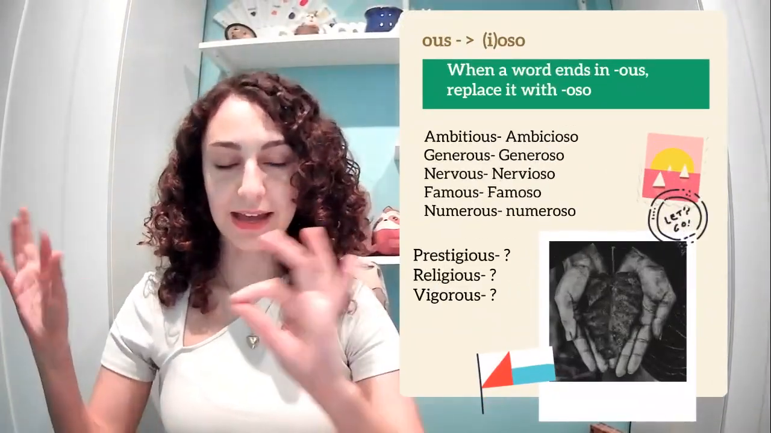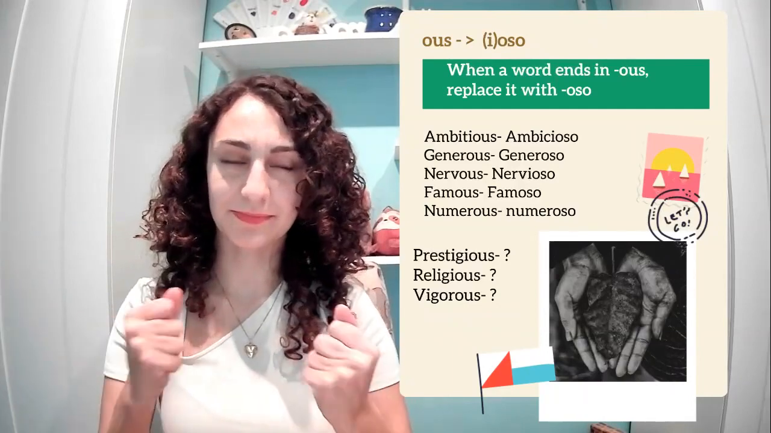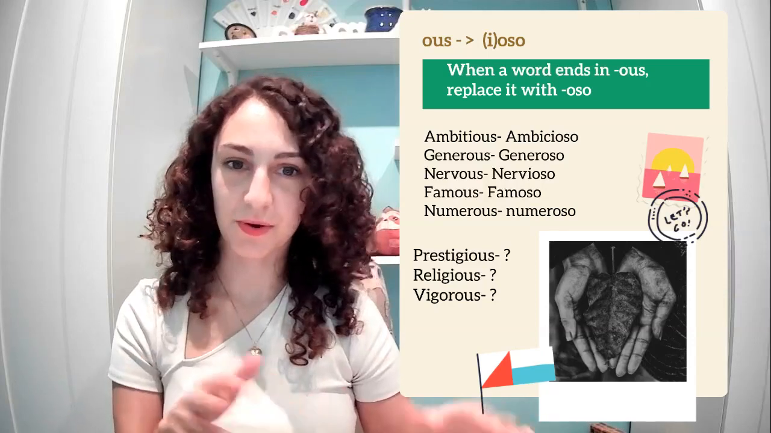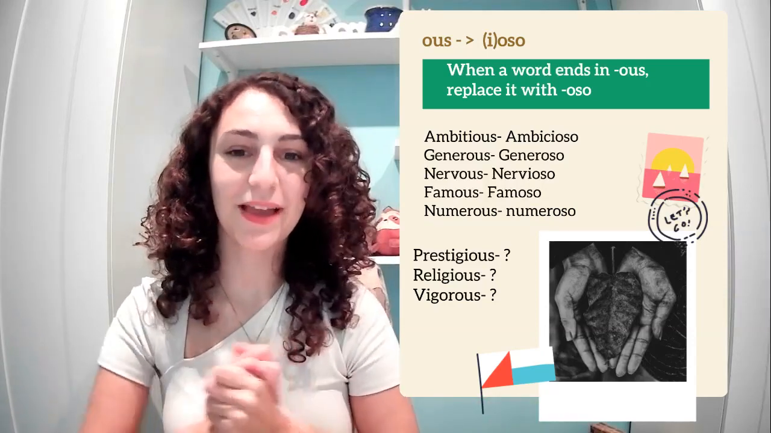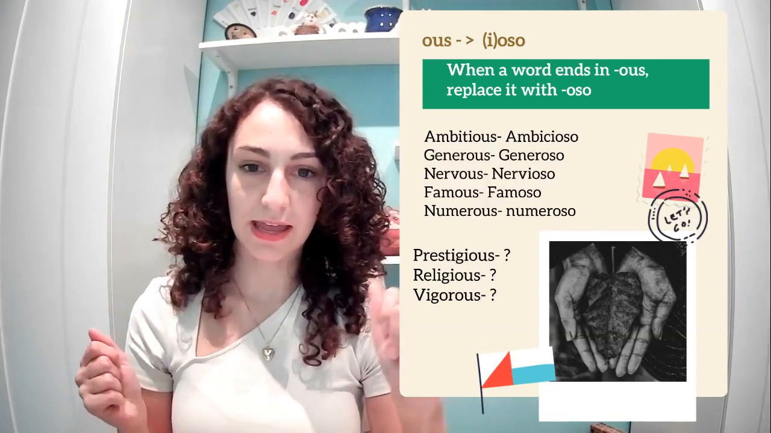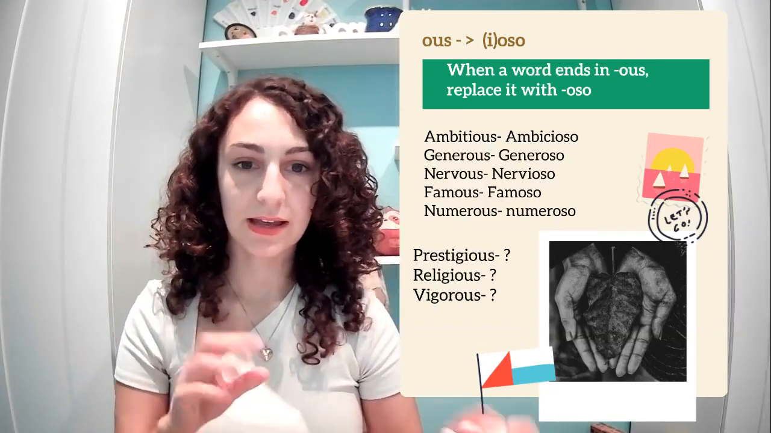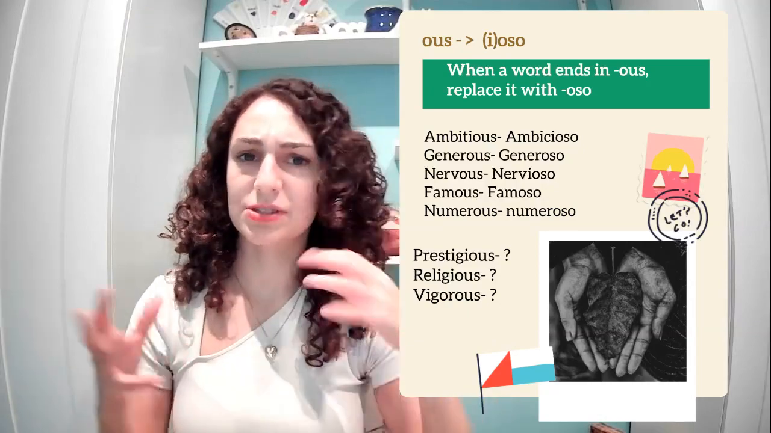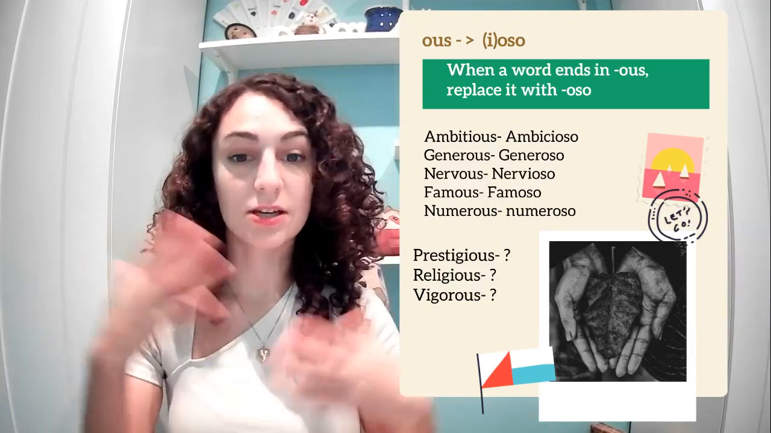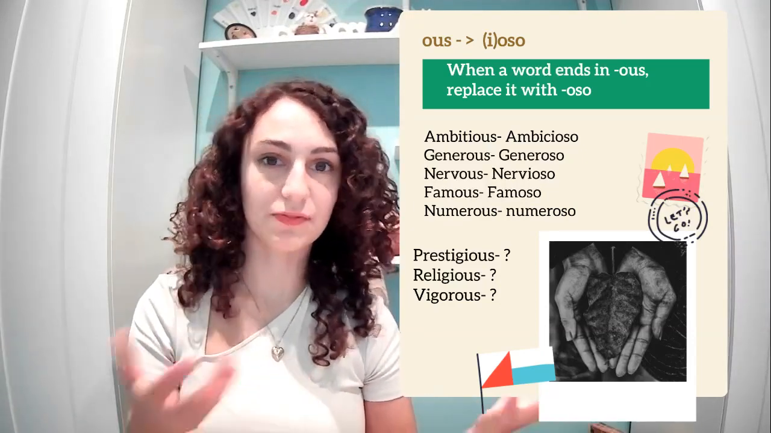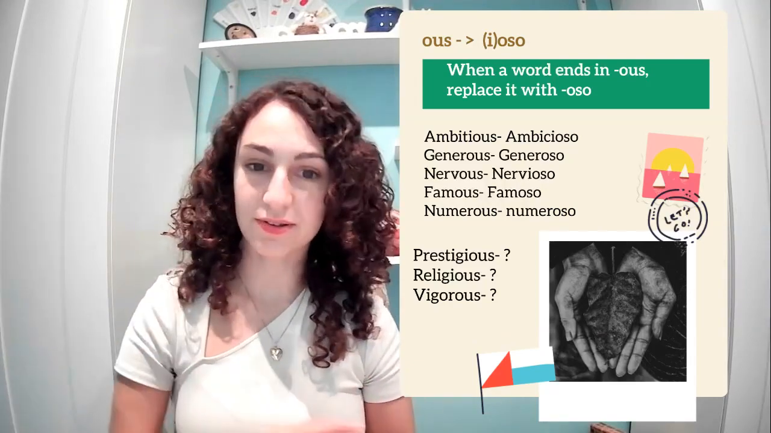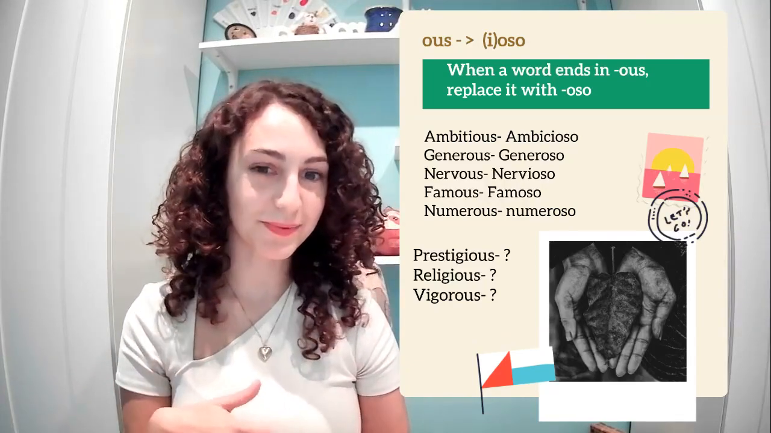Okay, to these words. If it ends in ous, like an adjective, it will be ioso or oso in Spanish, okay? So, for example, ambitious, ambicioso. So I cut off the ous, and I guess it depends, but you could always just trial and error it, right? It's going to be the oso ending. Generous, generoso. It's very similar, right? Nervous, nervioso. Famous, famoso. Numerous, numeroso.